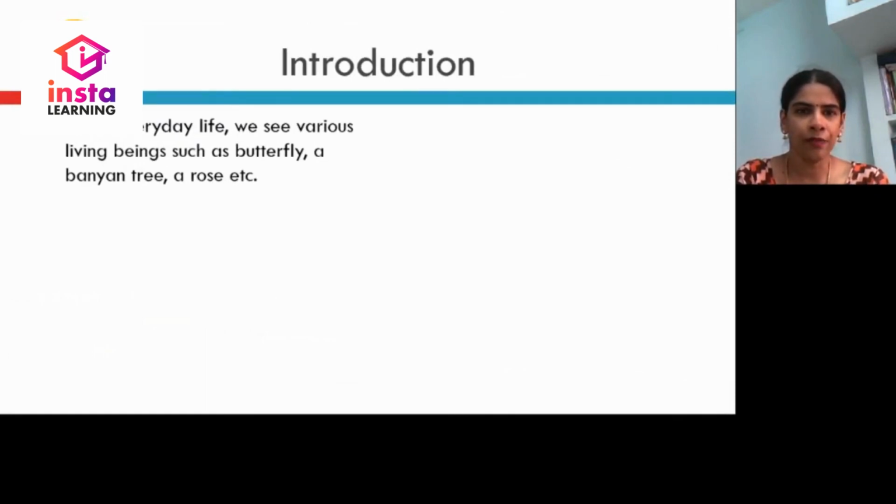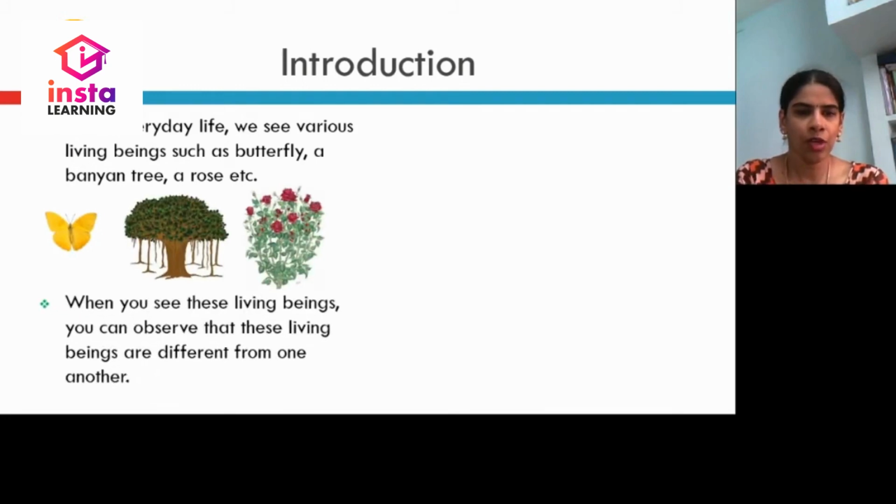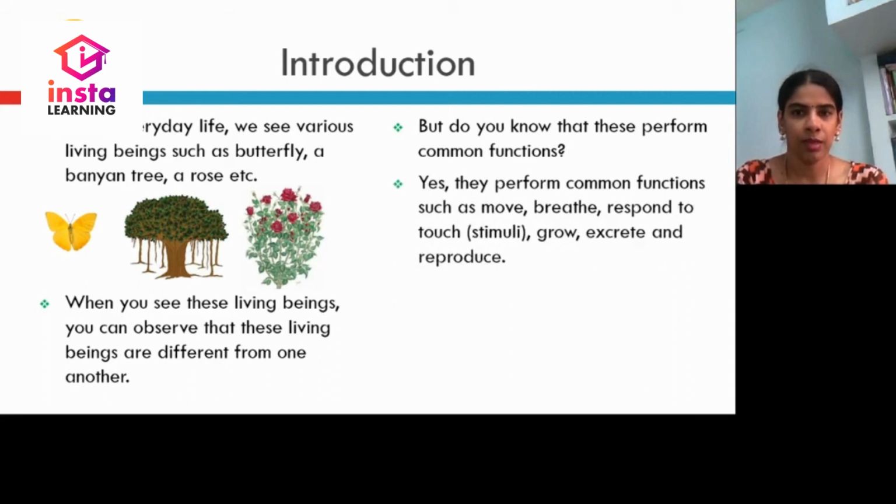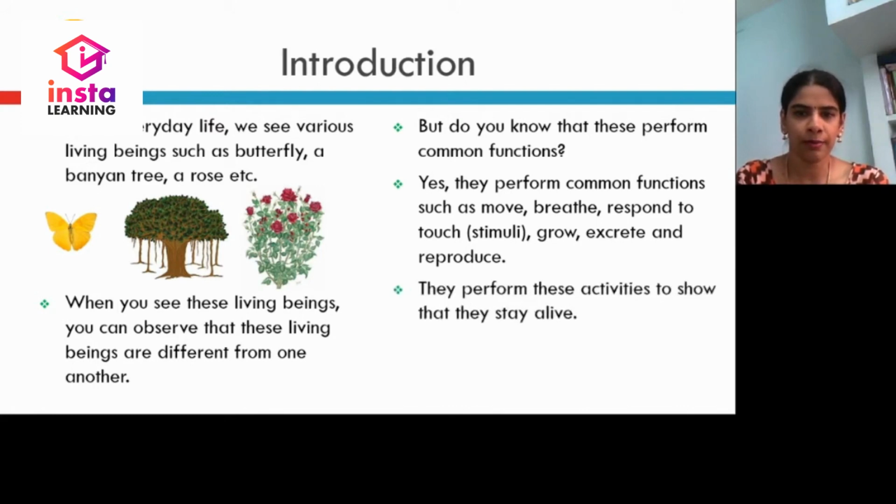In our everyday life, we see various living beings such as a butterfly, a banyan tree, a rose, etc. When you see these living beings, you can observe that they are different from one another. But do you know that they perform common functions? Yes, they do perform common functions such as movement, breathing, growth, responding to touch or stimuli, excretion and reproduction. They perform these activities to show that they stay alive. These are considered essential functions of living beings.